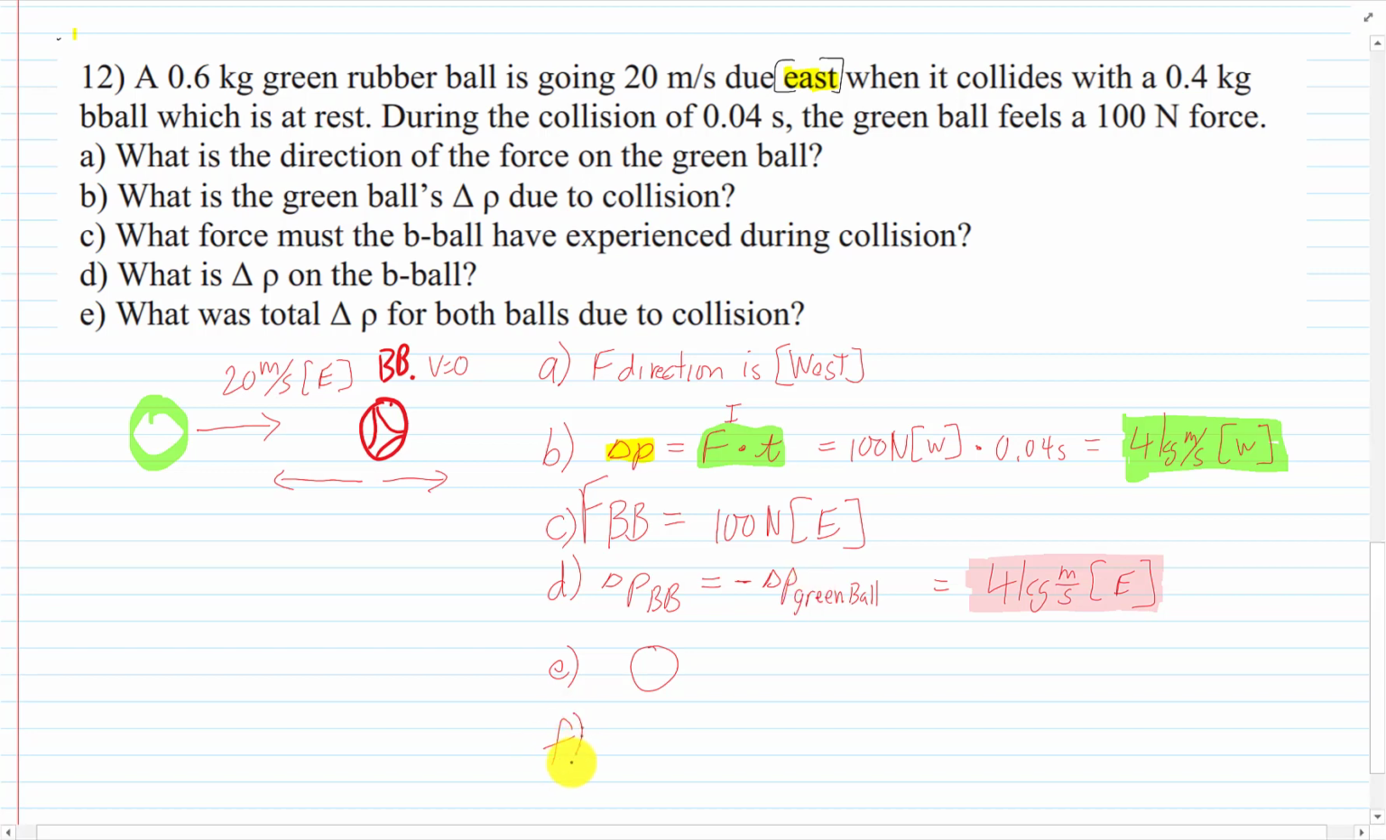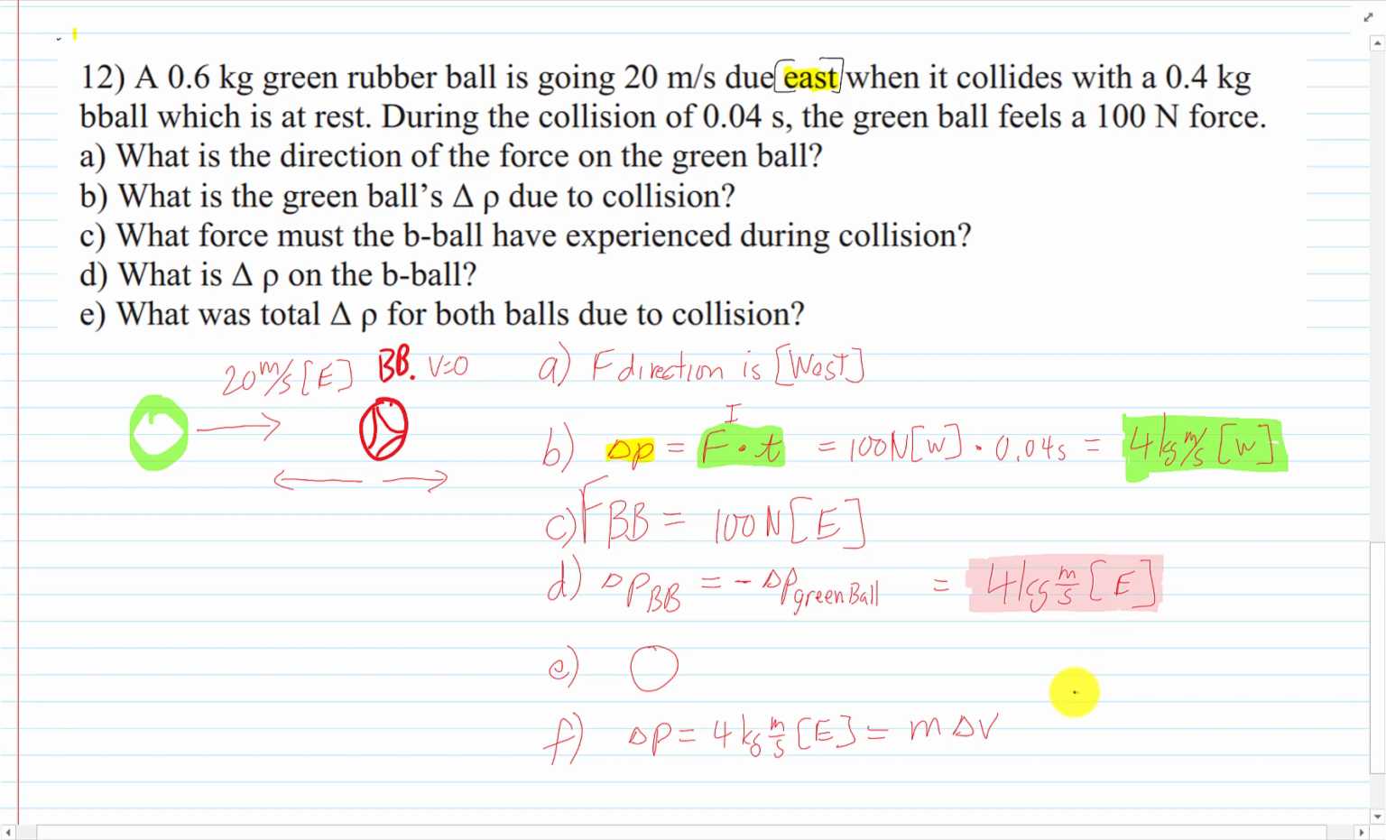F. What, Mr. Girl? There is no F. Yes, there is. I want to know what is the final velocity of the basketball? We have its change in momentum. Its change in momentum is 4 kilogram meters per second east, and that has to equal m delta v.